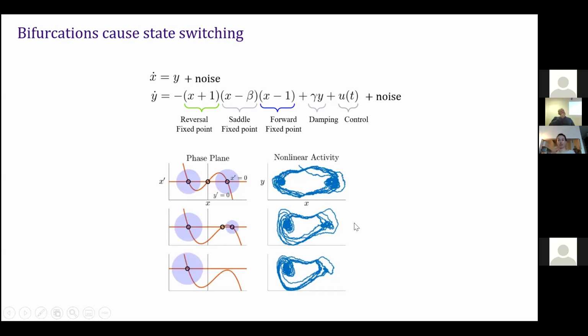Another way to get a transition is with a control pulse that also kind of moves the system through bifurcation, and then you can transition from the left to the right attractor or vice versa.